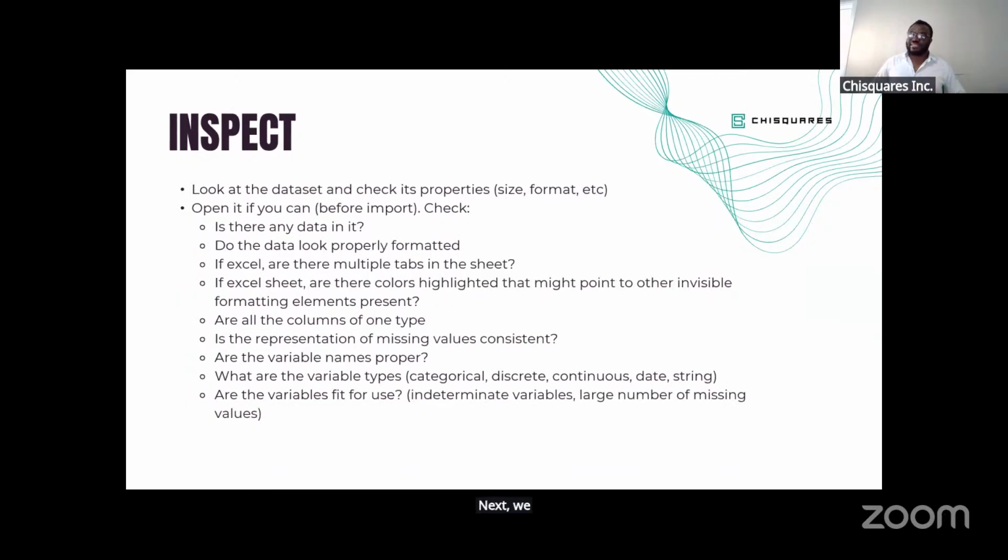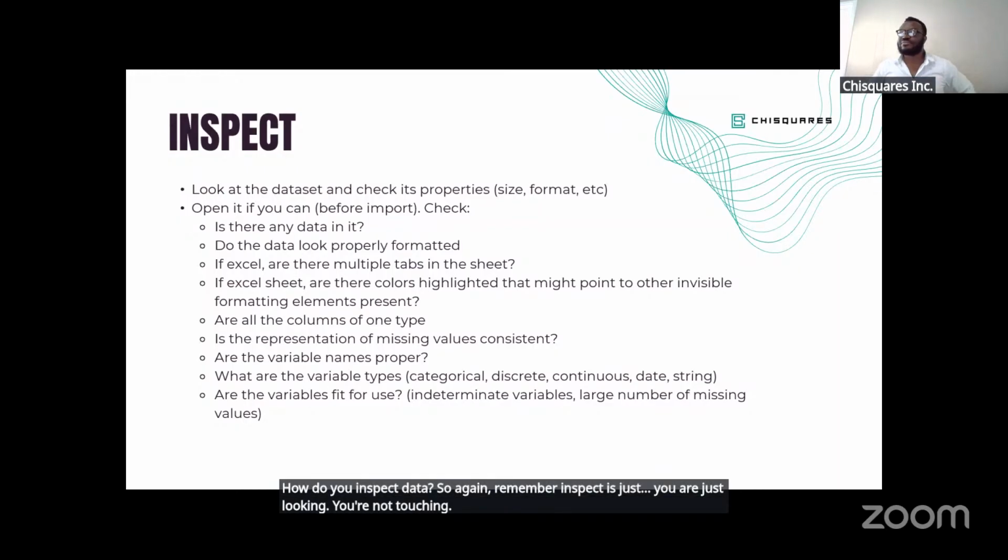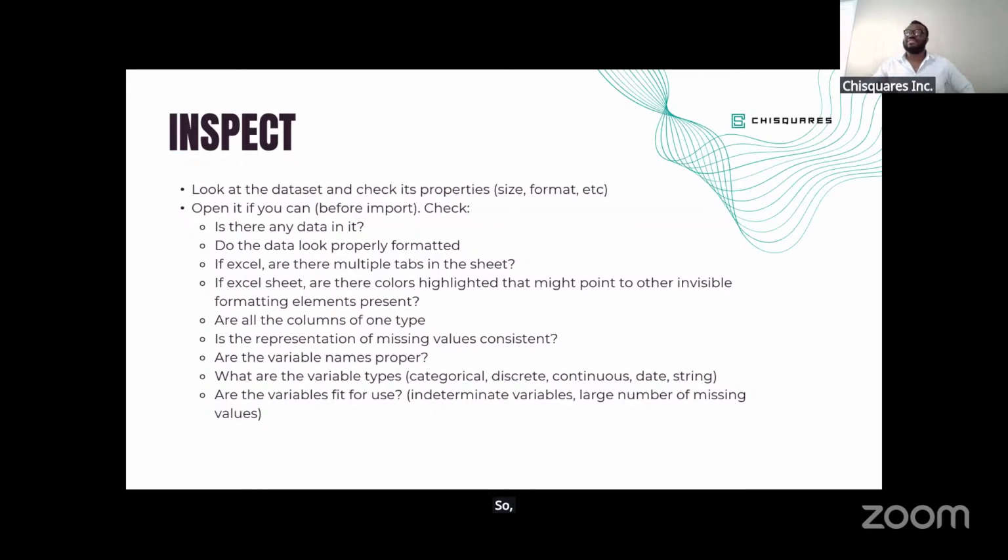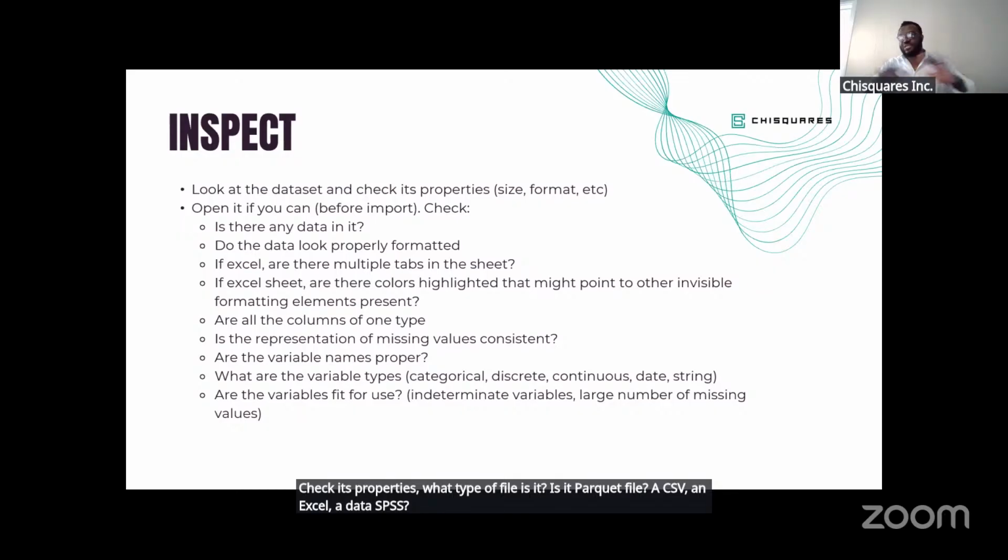Next, we'll go to inspect. All right, so now you've gotten your data dictionary. How do you inspect data? Remember, inspect is just looking, you're not touching. So look at the data set, check its properties. What type of file is it? Is it a Parquet file, a CSV, an Excel, SPSS, SAS transport, whatever format?